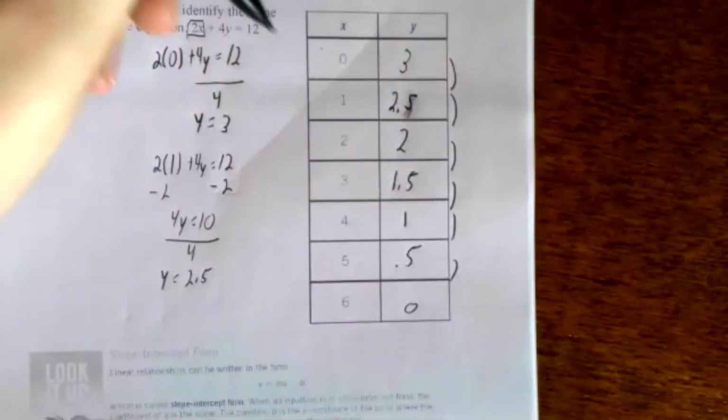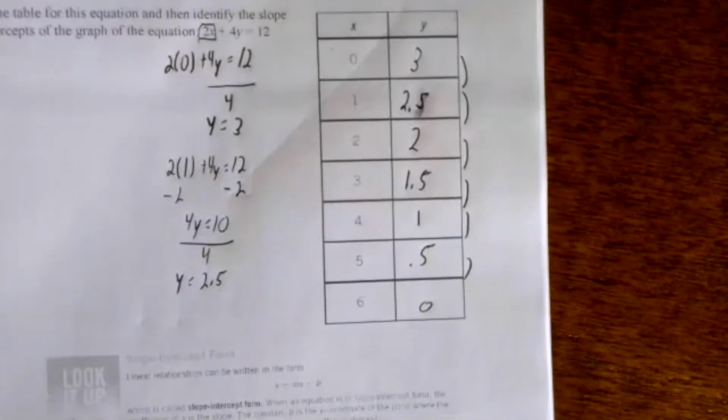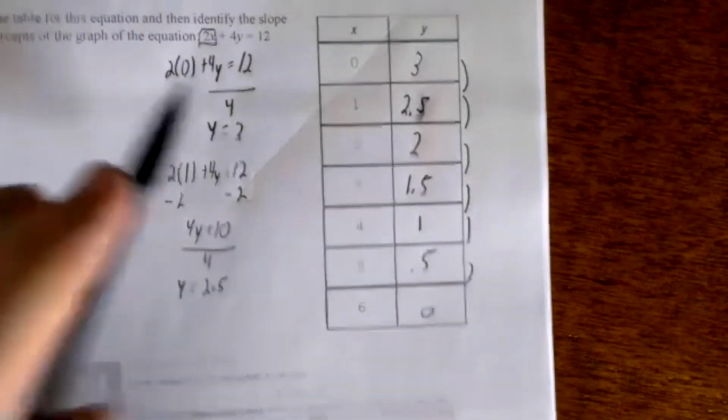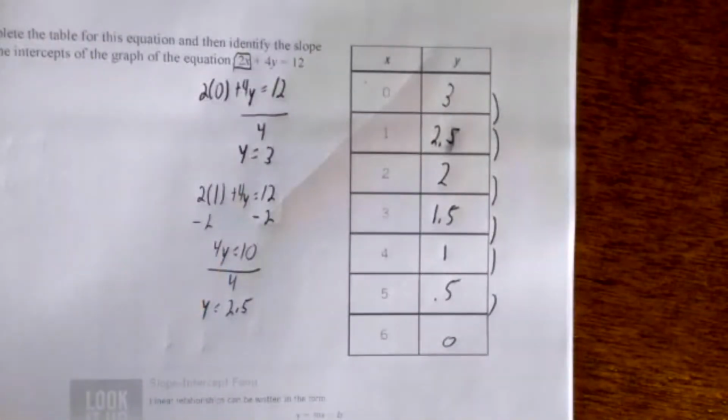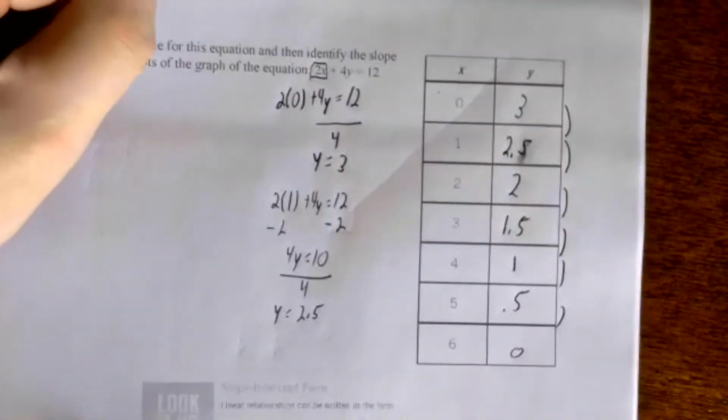But maybe there was an easier way to do this, right? So we kind of did the first two. We had to solve a bunch of things. Maybe there's an easier way to do this, because we need to know what the slope and the intercepts are, right? So I guess I got a little ahead of myself. So what is the slope here? What is my slope in this case?